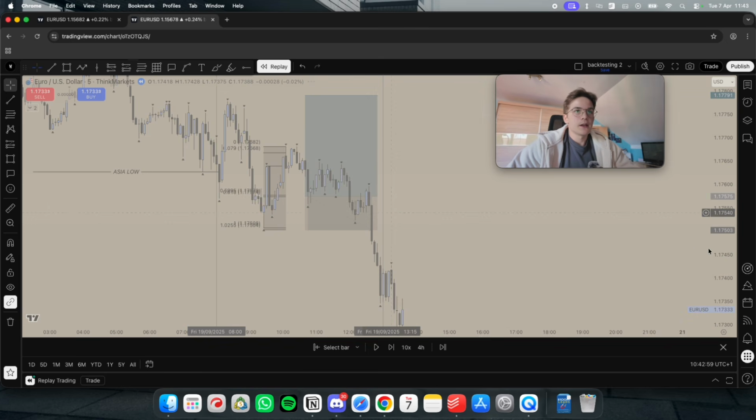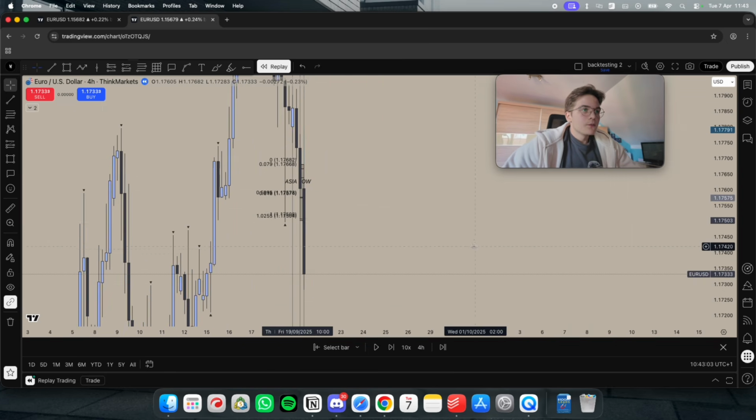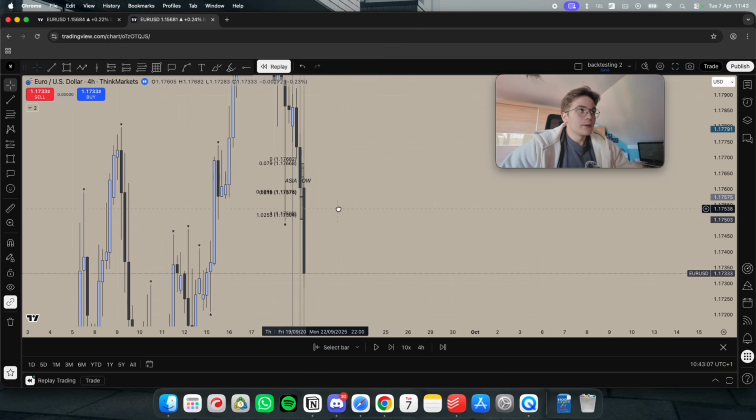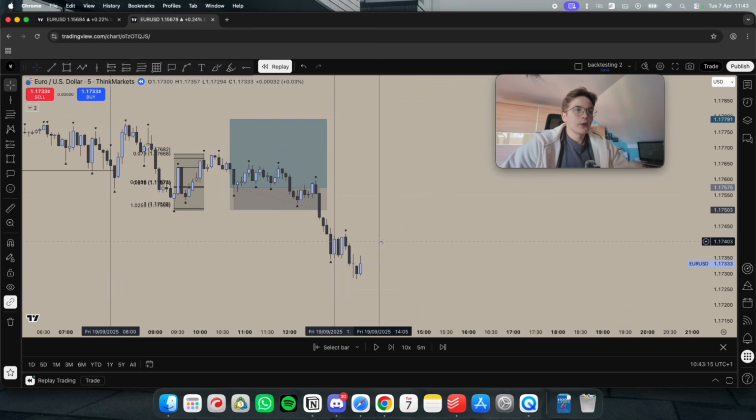Let's see if the bias is still the same. Let's check that. Okay, now bias is still going to be the same until this candle closes below this fractal. Then bias will change to bearish. But the next candle is at 14, or 2 p.m. So here, if we don't get a trade by then, we have to change the bias. If we are in a trade, we are letting the trade play out.